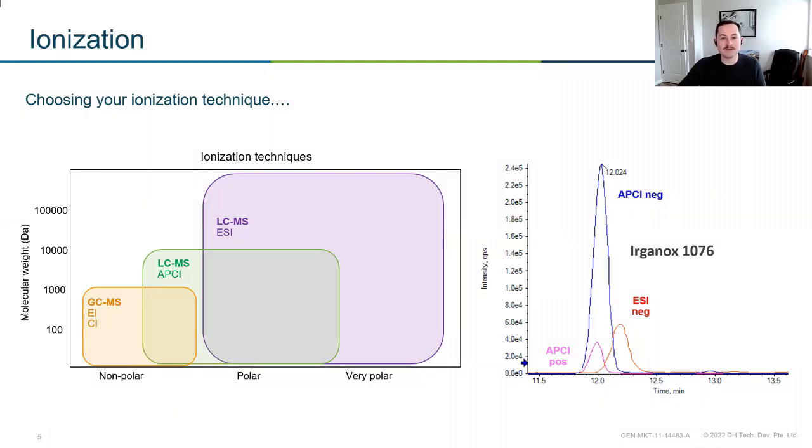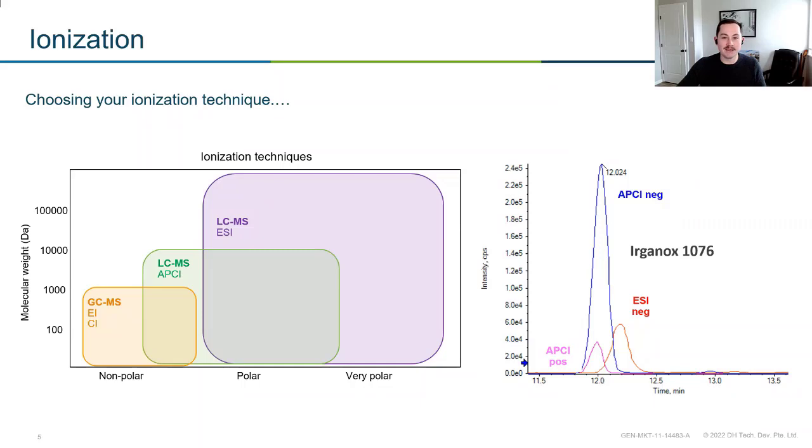And what you see is you get this really nice giant peak for APCI negative. This kind of makes sense for this compound. It's got a really long alkyl tail. But for ESI, we get a much smaller signal. And for ESI positive, it's not even shown because there really was no signal.